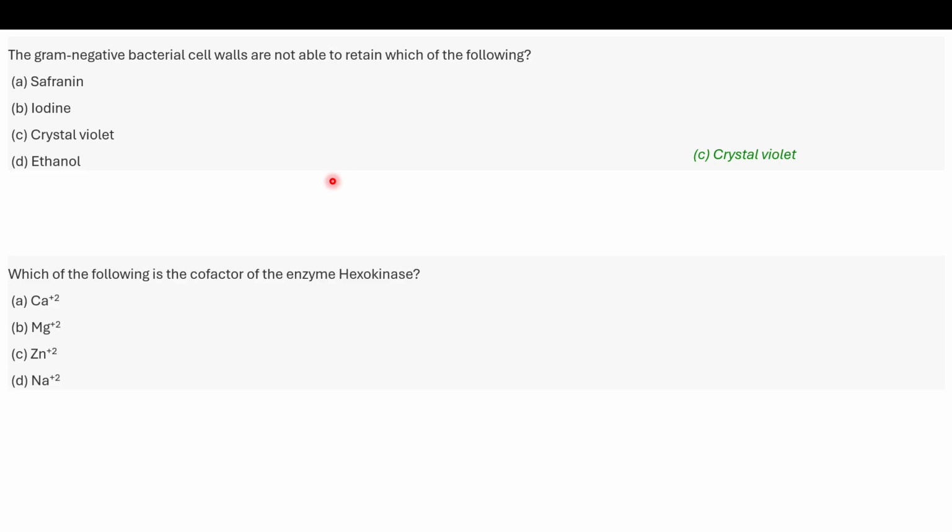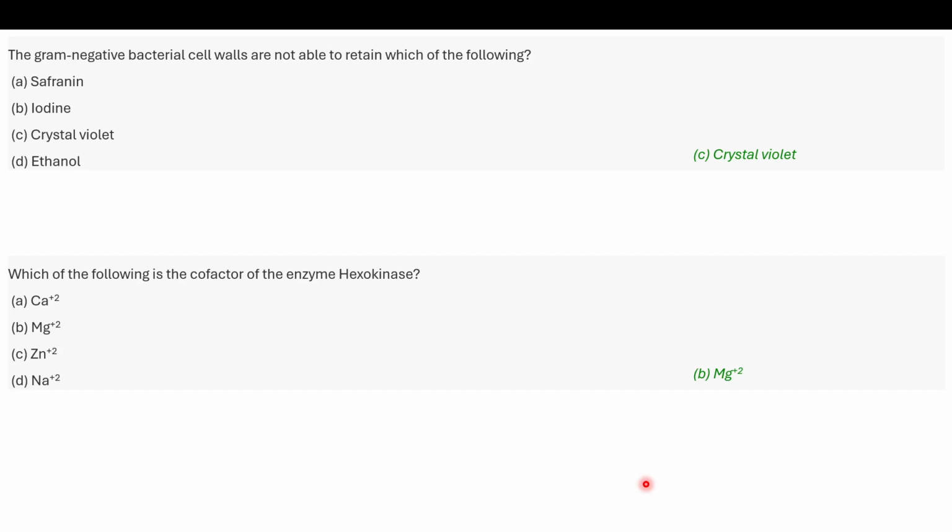Now, which of the following is the cofactor of the enzyme hexokinase? So what will be the answer? Magnesium ions. So hexokinase, do you remember in which metabolic pathway it was mentioned, or where it functions?